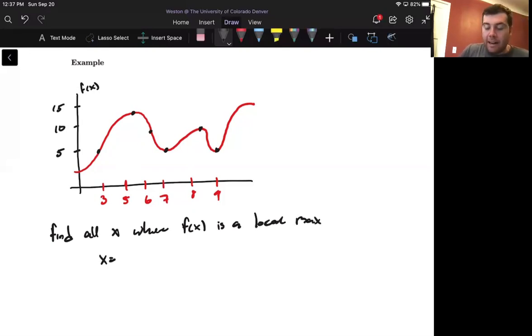And then we would look at our graph, and we would know that a local max is wherever we're at the top of a peak. So we've increased, and now we're decreasing. So x equals 5 is a local max. And now pause the video. There's only one other local max. Think about where that max is. And so that max will be at 8.